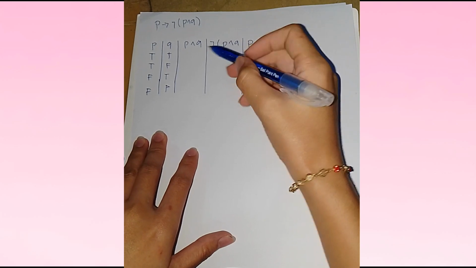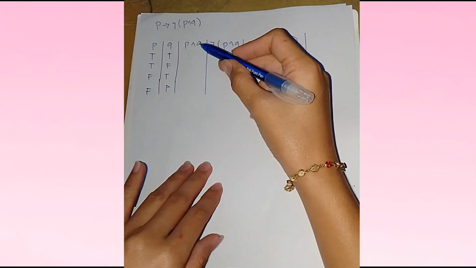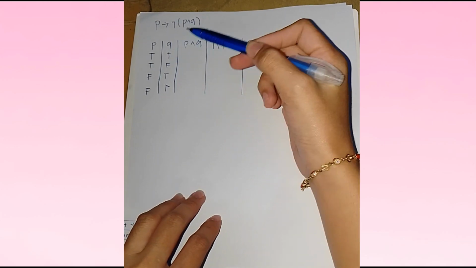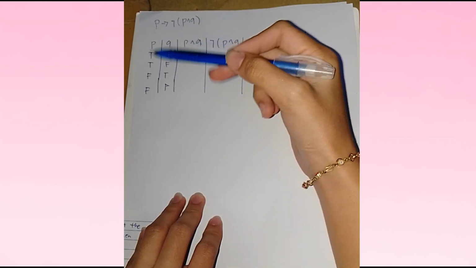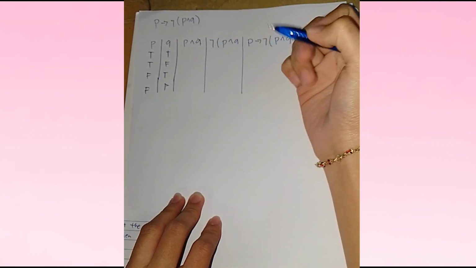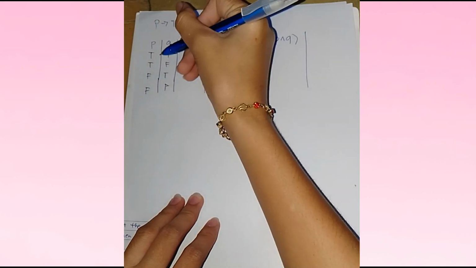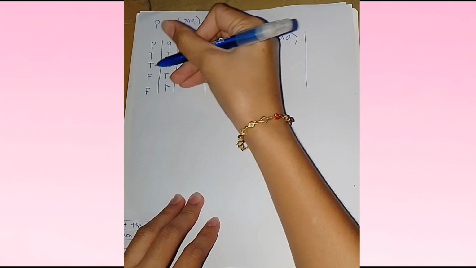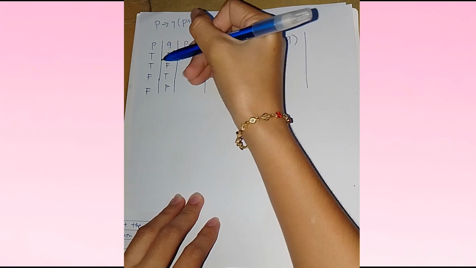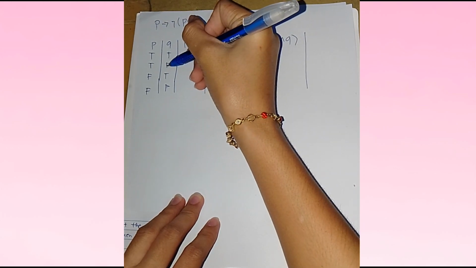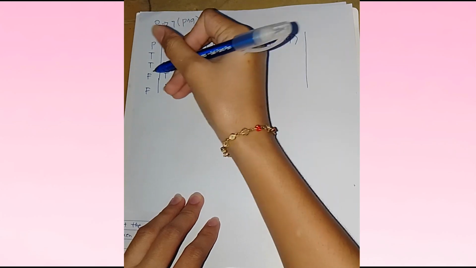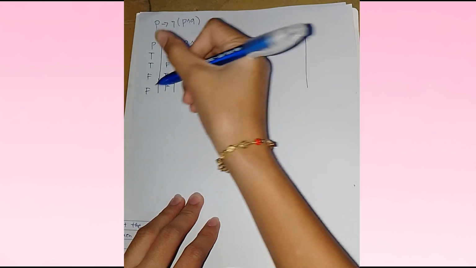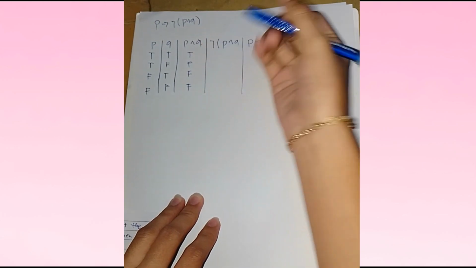So in P and Q, to get this, we must look at P and Q: if they are both true, then we can answer this column as true. Since this is both true, the answer is true. True, false: there's a presence of false, so this is false. False, true: this is false. And false, false means false.